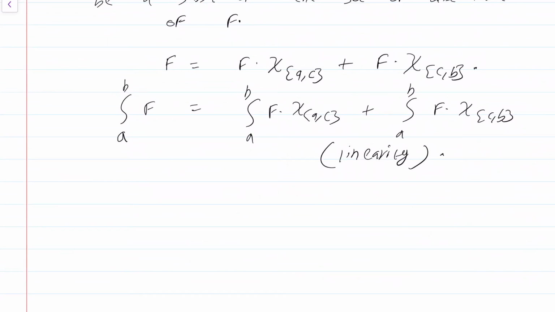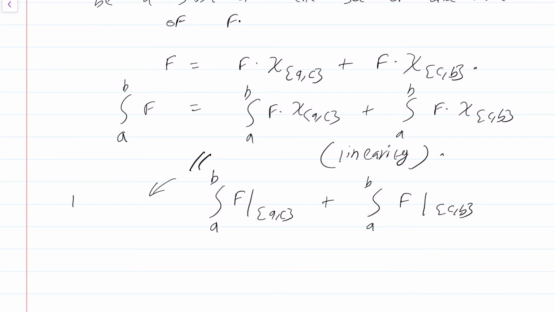Now, the little bit of thought part comes now. This is nothing but the integral from a to b of f restricted to [a,c] plus the integral from a to b of f restricted to [c,b]. So this is the part that requires a little bit of thought. When I say little bit, I really mean a little bit of thought.